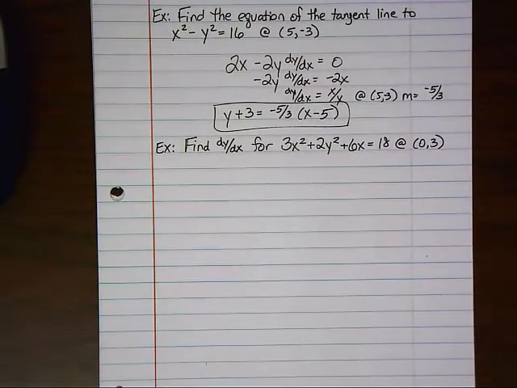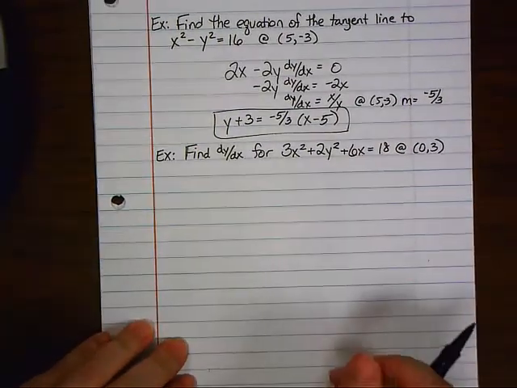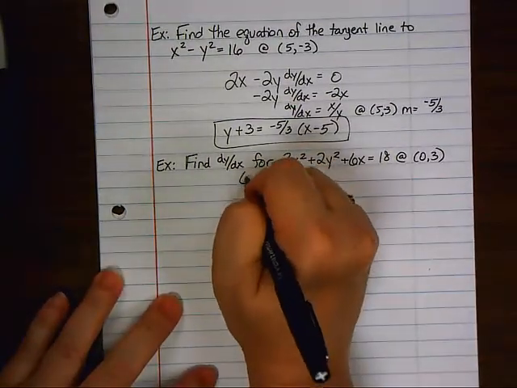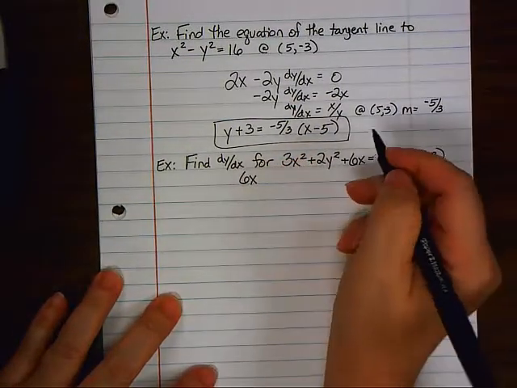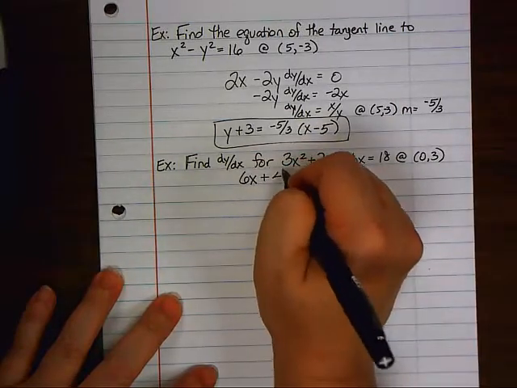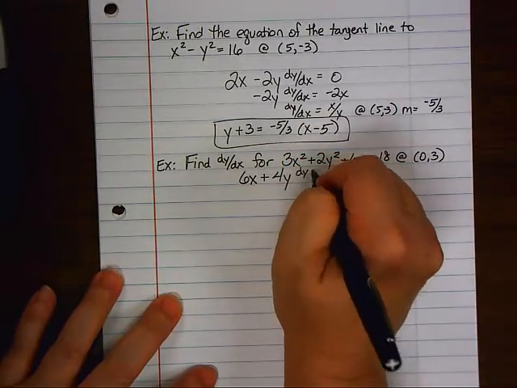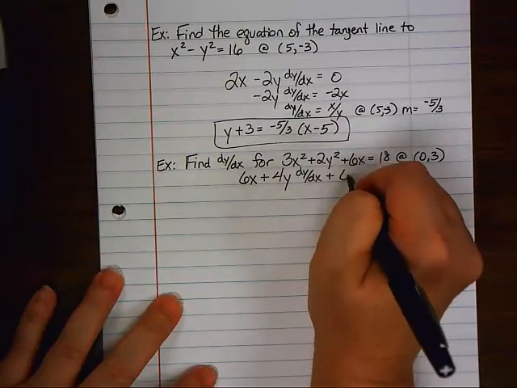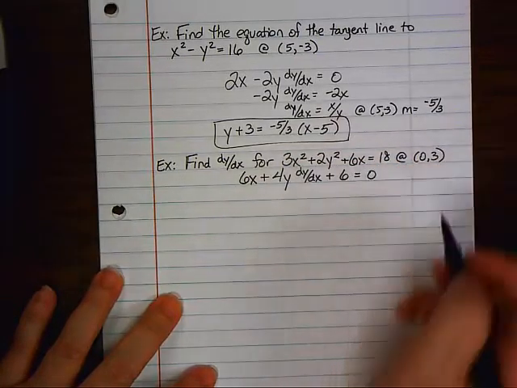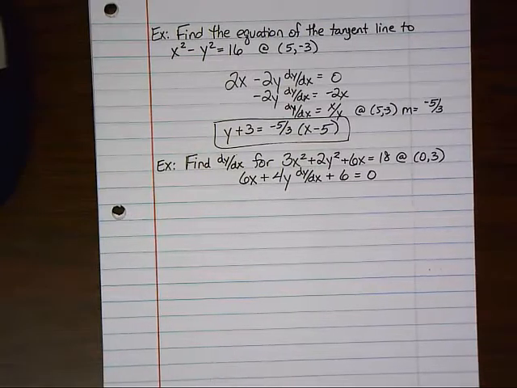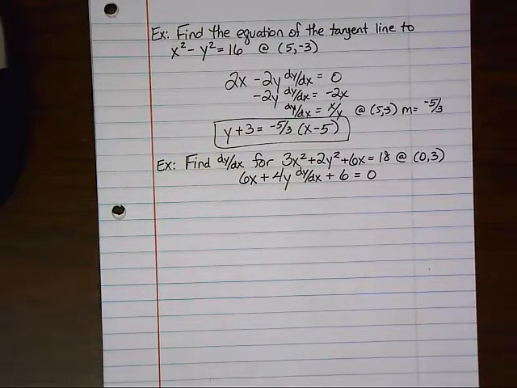Israel, tell me what you got for the first step. 6x plus 4y dy dx plus 6 equals 0. Okay. Now, look at your paper carefully. Do you have a dy dx on your paper? If you don't, you forgot something very, very important, because that's what you're supposed to be solving for. If you don't have a dy dx, what are you going to solve for? There's got to be at least one there.